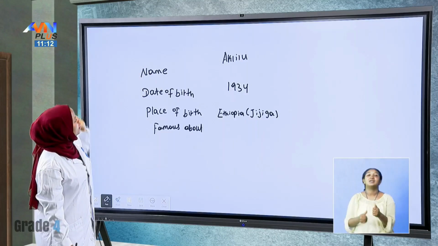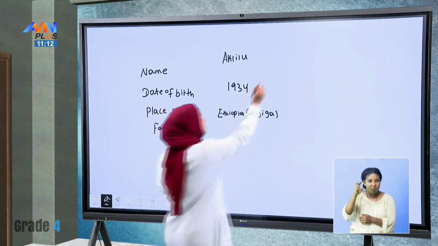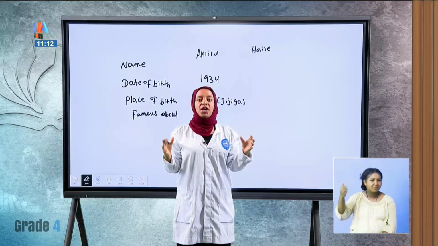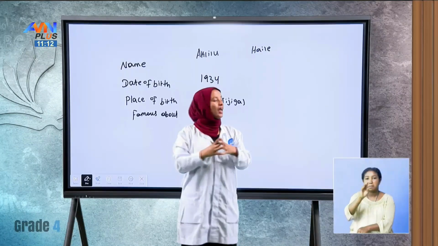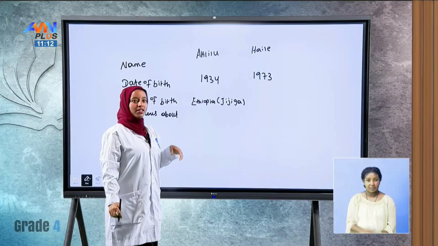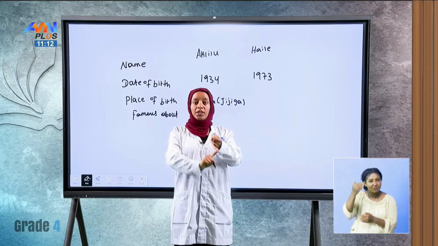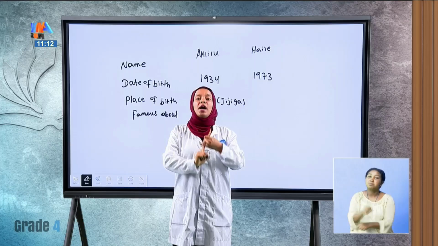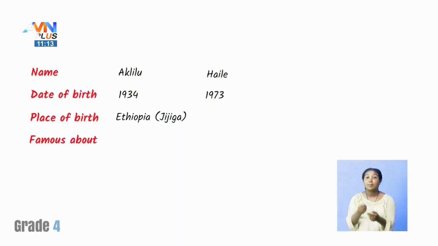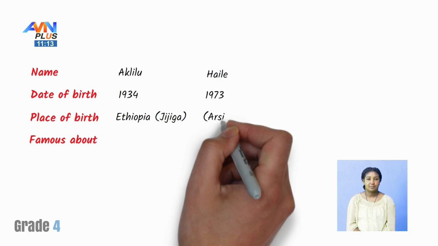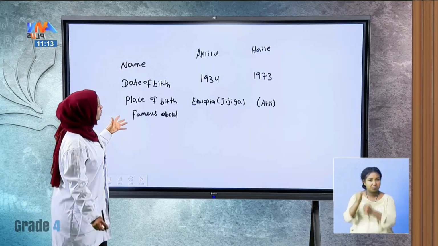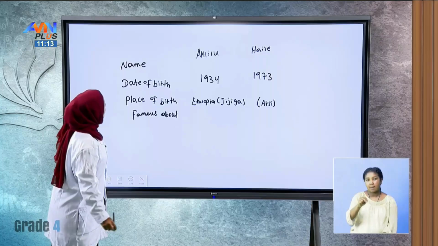Let us continue with the next person, Haile Gebrselassie. He is a famous runner who won the Berlin Marathon. He was born in 1973. As I told you before, he is a famous runner, and he also won the Berlin Marathon gold medal. He was born in Ethiopia, Arsi, Bekoji. He is famous as an athlete who won the Berlin Marathon.